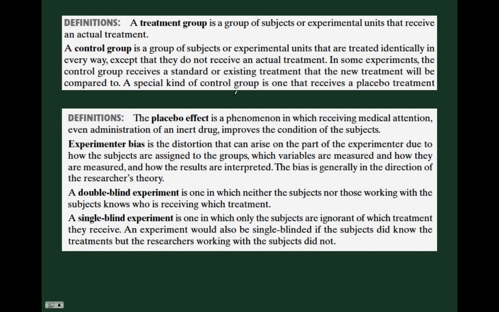Now, a double-blind experiment is one in which neither the subjects nor those working with the subjects know who's receiving which treatment. And a single-blind experiment is one in which only the subjects are ignorant of the treatment they receive. An experiment could also be single-blinded if the researchers did not know who was receiving the treatment, or if the subjects knew and the researchers did not know.